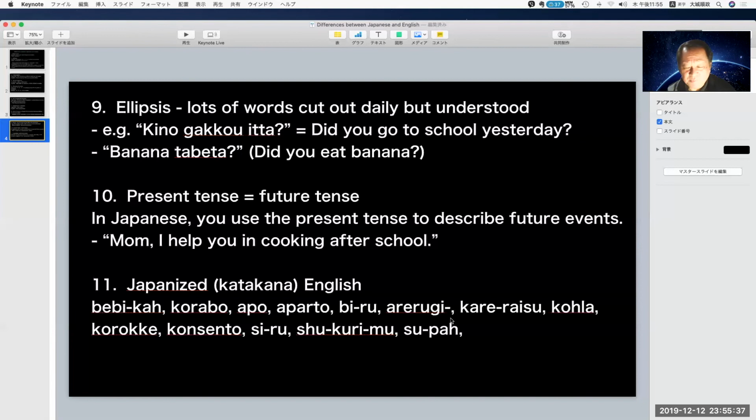Allergy. "Kareraisu." Curry and rice. "Cola." It means Coke. So when you hear the Japanese say "cola kudasai," give me cola, nobody understands. It has to be Coca-Cola or Coke, right?